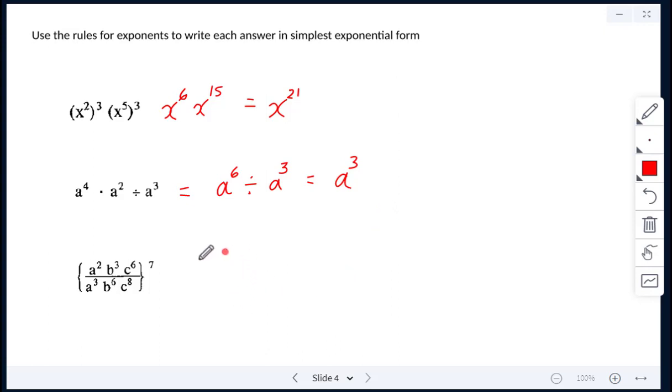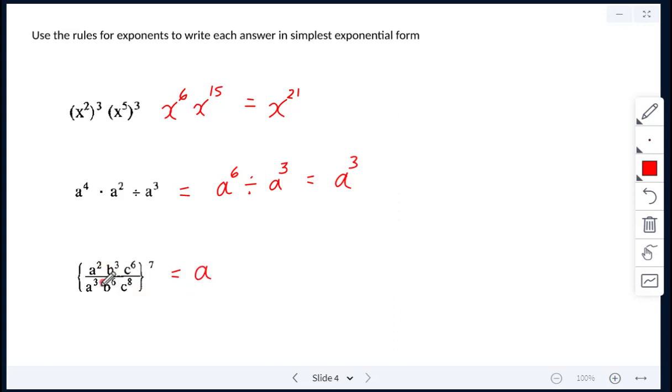And our last example here, again, it's a division, but all of it is in brackets. So therefore, this exponent of 7 applies to everything in the brackets. So you can choose here to do your power of a power law first, or you can do what's in the brackets first. You can use your quotient law first and then apply that 7. So let's simplify what we have in the brackets first. So we'll use our quotient law.